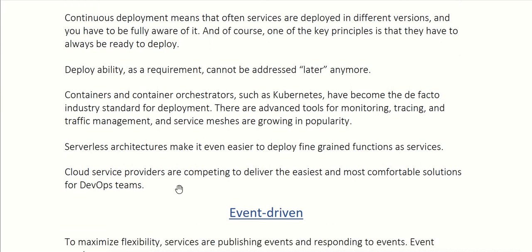So cloud service providers are competing to deliver the easiest and most comfortable solutions for DevOps teams. Agree? If you go with the Microsoft Azure Cloud, in order to support serverless architecture, they have introduced the concept of service bus. Okay, so using service bus, you can achieve the messaging, or I can say serverless architecture.